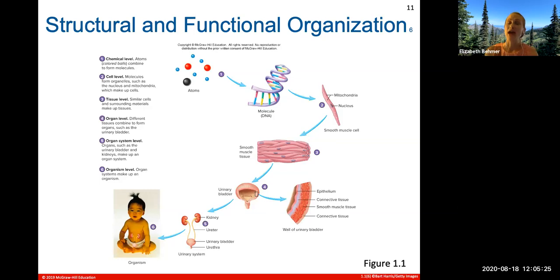Here's just another look at structural and functional organization, starting with atoms, which come together to form molecules of DNA, which is basically your body's genetic material, all of the body's instructions for creating proteins. Then we get into the cellular level of organization, the tissue level, the organ system level, and then the organism level. You should know this structure of organization in the body and the correct order of it. Atoms join to become cells, tissues, organs, organ systems, and then organisms.